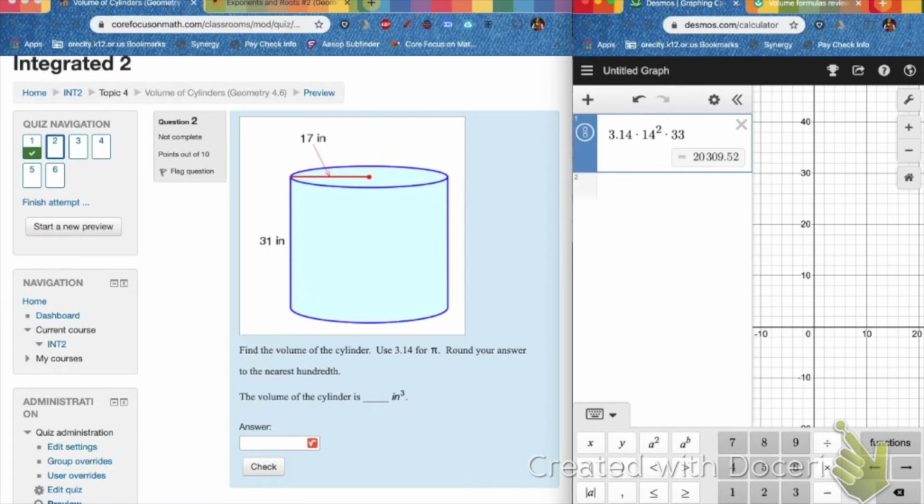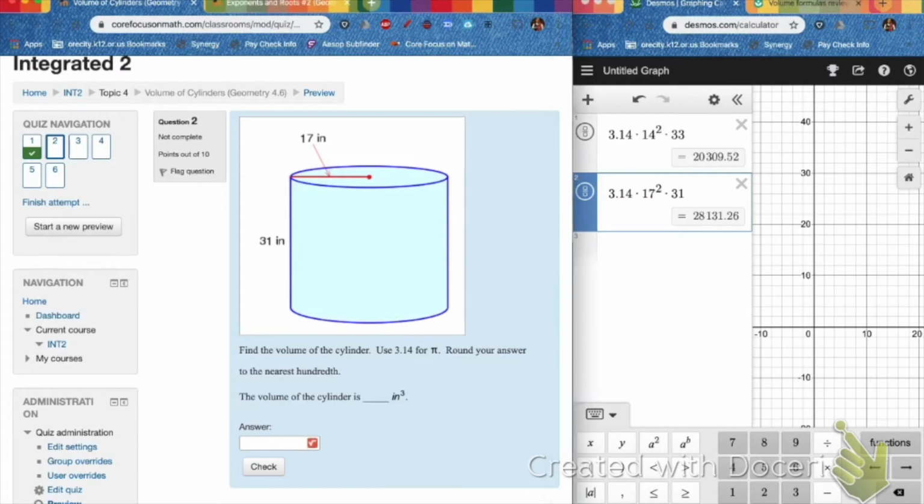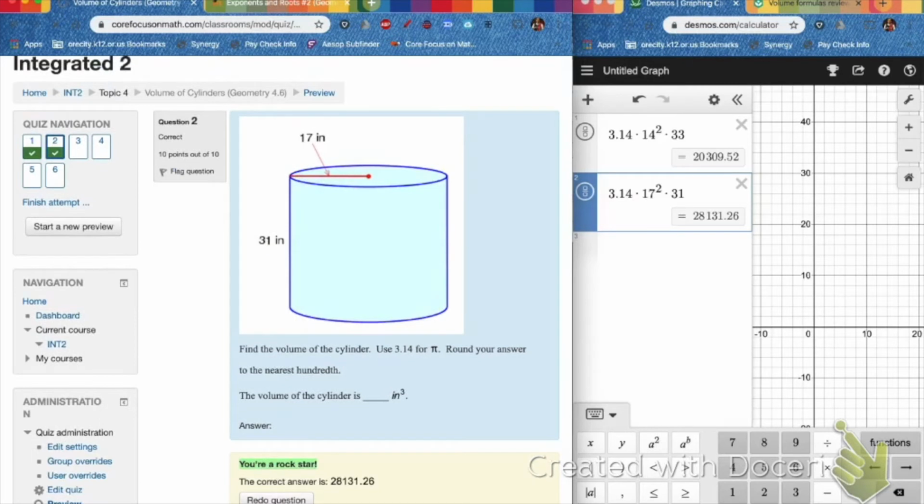I've got my 3.14 times, a reminder that you guys are going to have different numbers than me, so if you just type in my answer, you will get it wrong. Use your own. Same exact format, pi times radius squared times the height. I'm just copying my own answer from right here, hopefully doing that correctly. And then I will get, yep, you're a rock star!